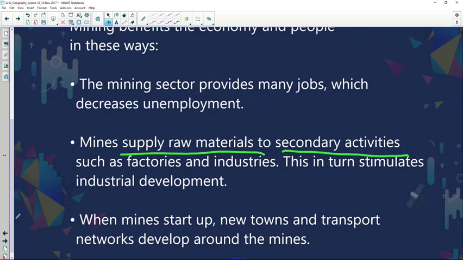Now, as you can see, when mines start up, keep in mind, this mine develops. They're busy extracting raw material. Now, because of the influx of workers, what's going to happen? We're going to get low order functions growing, high order functions growing, because people need daily needs, for instance, milk and bread. So there's opportunity for someone to open a small shop. There's opportunity for someone to open a hairdresser. So it creates initiatives and employment for other people not directly involved with the mining sector.